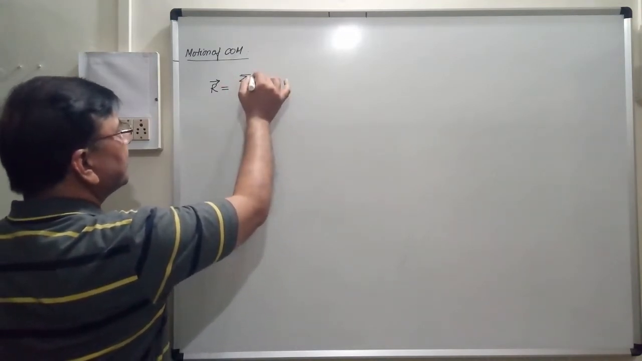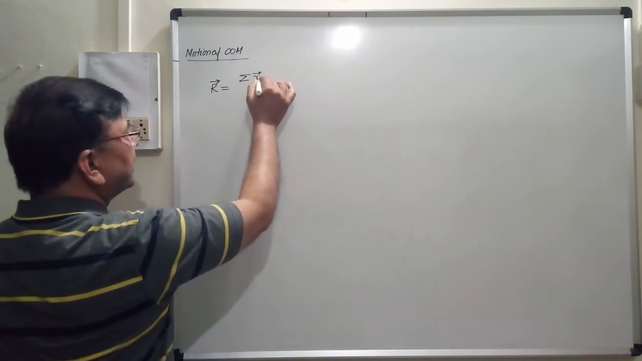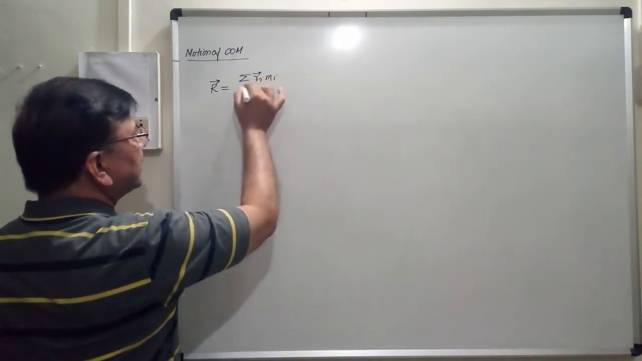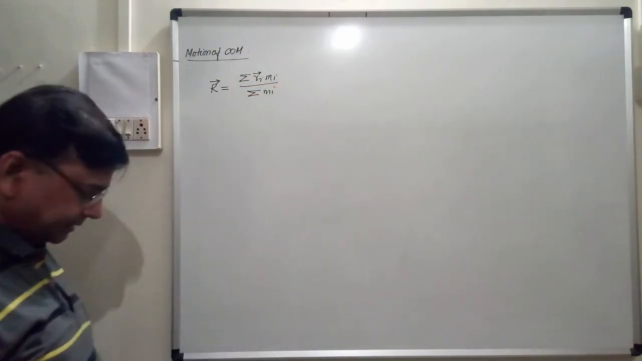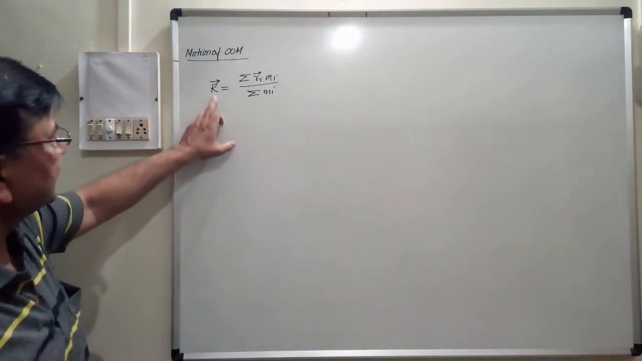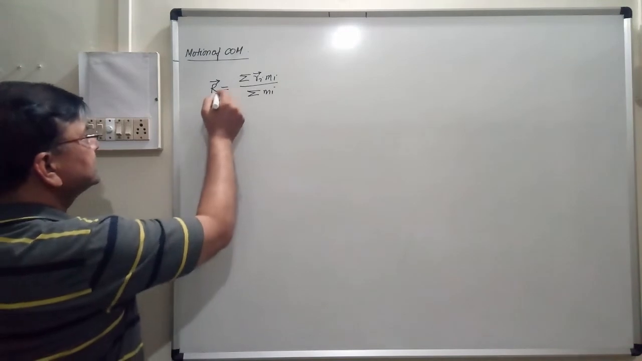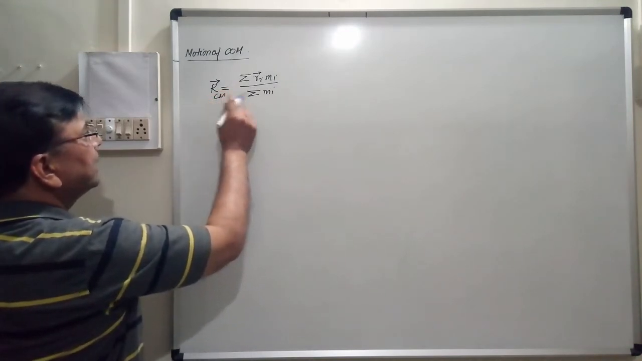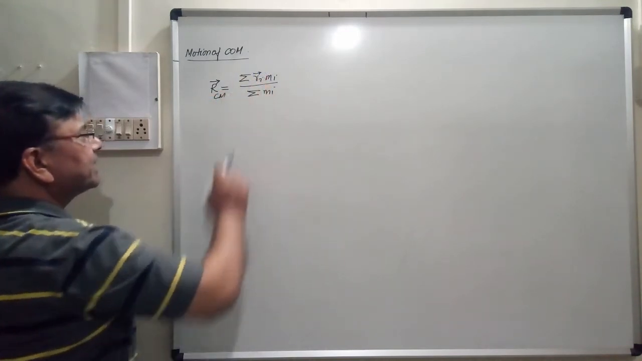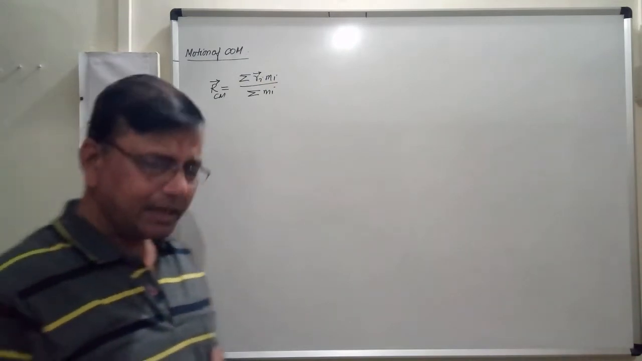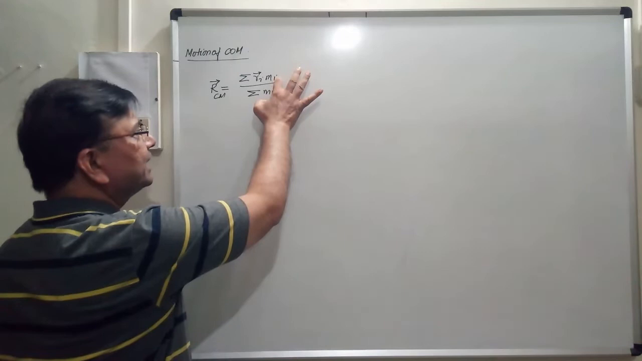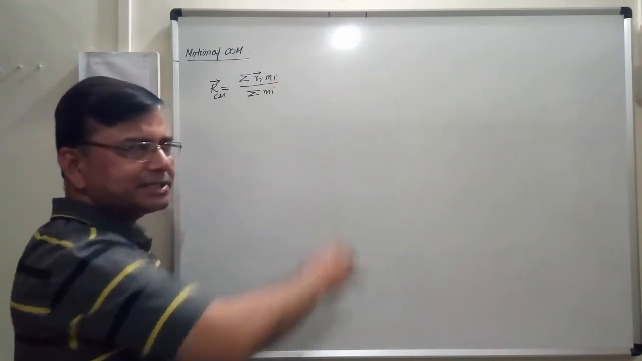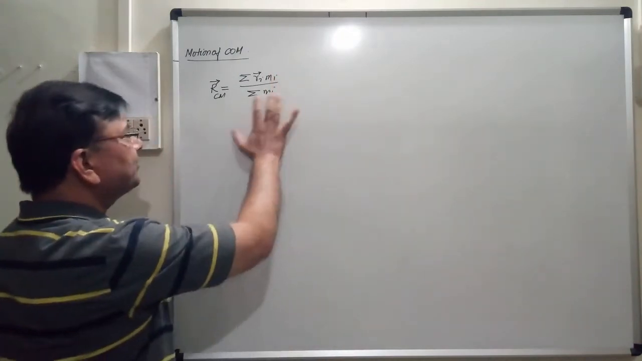sigma Ri Mi upon sigma Mi. This is the position vector of center of mass, right? And Ri is the position vector of the ith mass, right? And the total of the discretely distributed masses is the sigma of Mi.